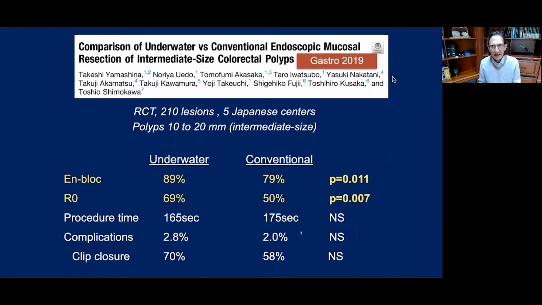So this first study from 2019, 210 lesions, 5 Japanese centers. Now these polyps were intermediate size, 10 to 20 millimeters. And the en bloc resection rate using the UEMR technique was 89%. The conventional technique had an en bloc resection rate of 79%. So that's still pretty good, but this was still using UEMR significantly higher. The R0 resection rate was 69% underwater and 50% conventional.